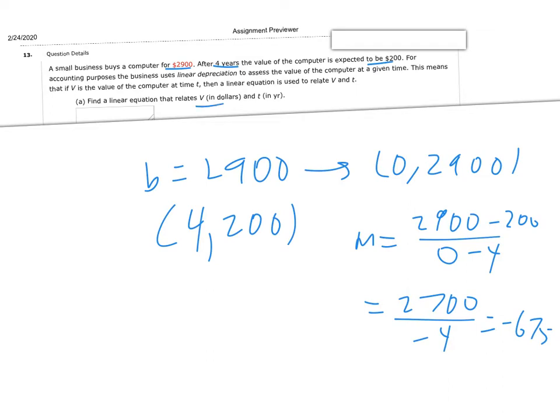Now it says I need to do value and time. So I'm going to say value equals negative 675 times t plus 2,900. So that's saying we're starting at 2,900, and then every year we're going to drop by $675.